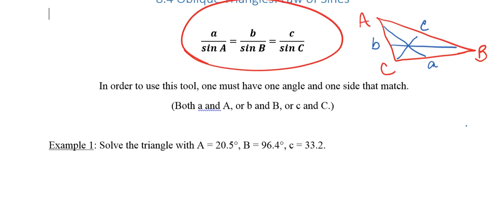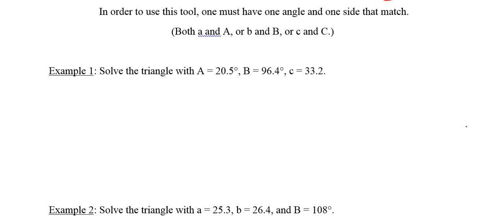So our first example is we're going to solve this triangle. And previously you have solved triangles, and solving, remember, just means find what you don't know. So in this case we don't know side A, side B, or angle C. And no longer can we say that angle C is a 90-degree angle, because these are oblique or non-right triangles.